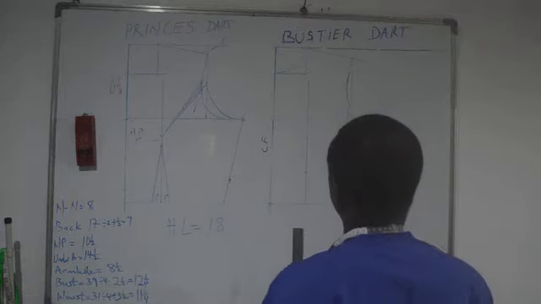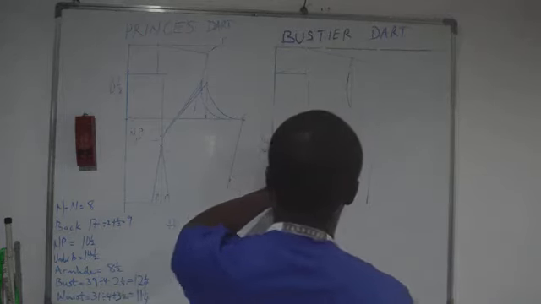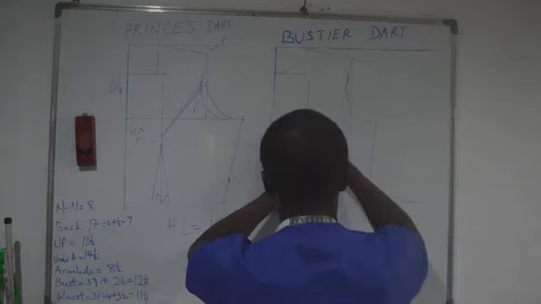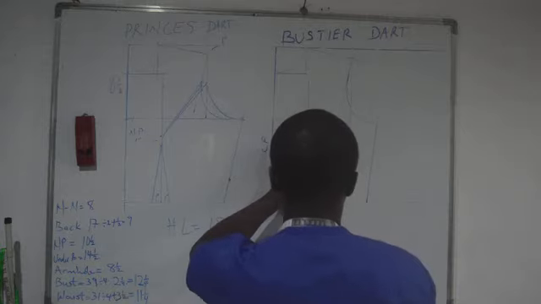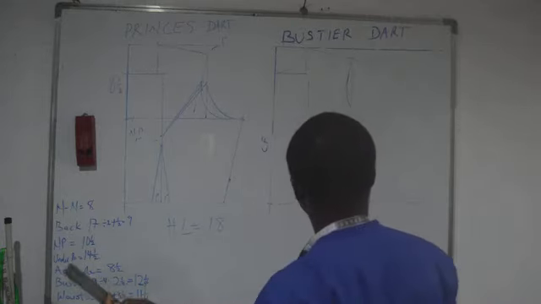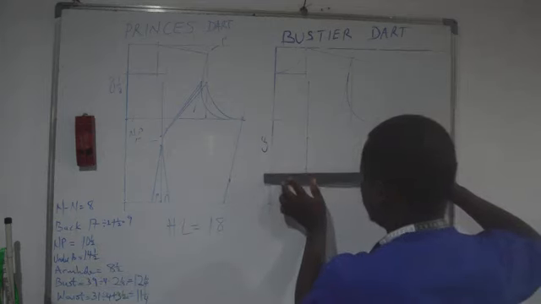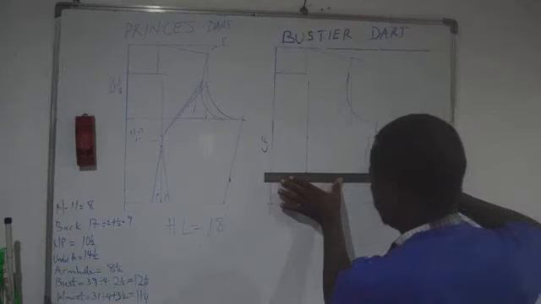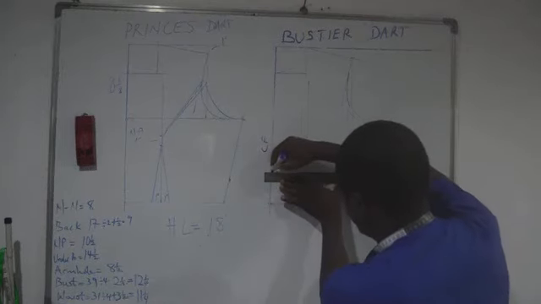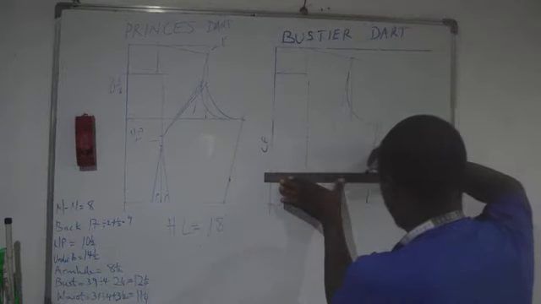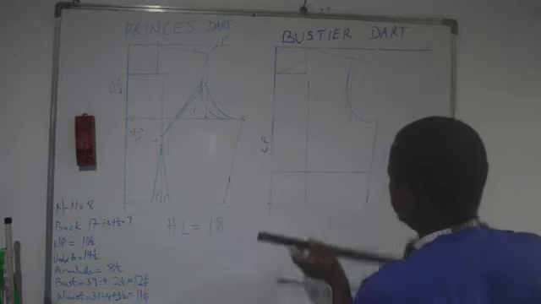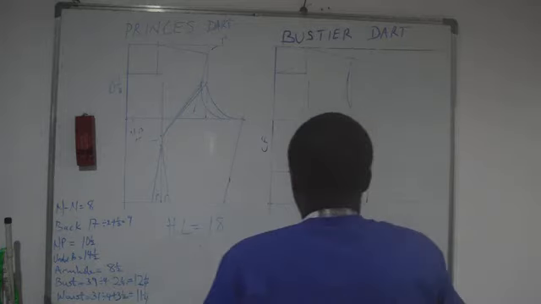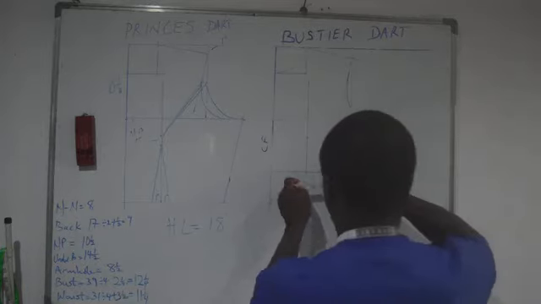Now, the next thing we need to do is to construct our darts. From the bust point, we are going to move away 1 inch. Please watch my other video on darts. We have a principle of darting. The principle says that you move away 1 inch from the prominent area, so that by the time you construct the dart, the prominent part will be emphasized and it will give the garment a very nice shape.